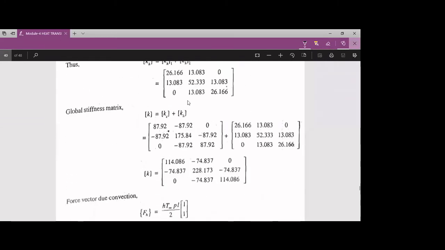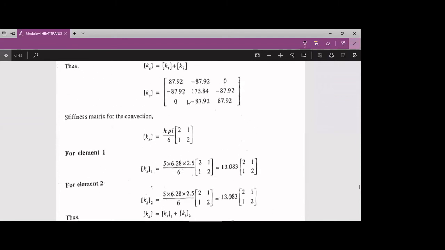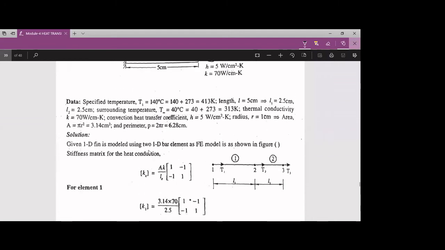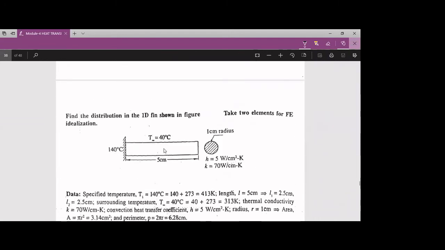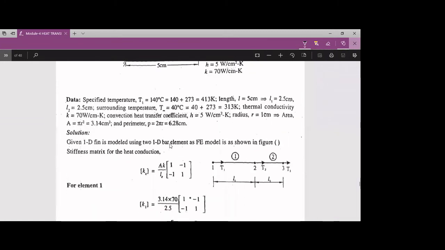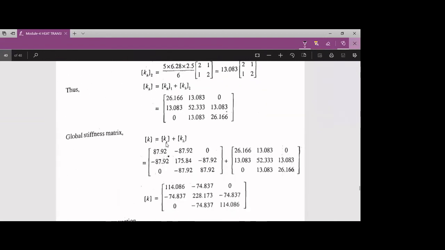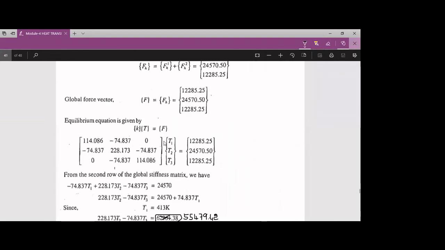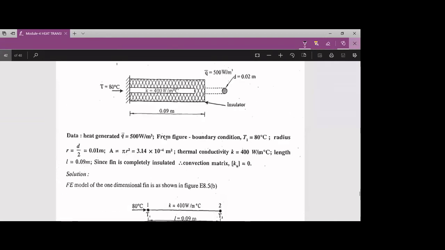Similarly, there are many combinations that exist. Only here we have taken the convective force vector. Then there will be a heat flux force vector, then there will be heat generation force vectors. That is also possible, so those combination problems we can also discuss. Now I am going to consider only a simple problem, the second problem.